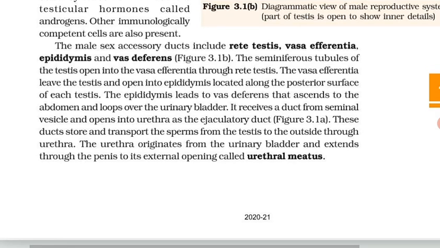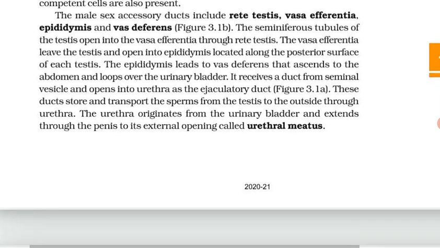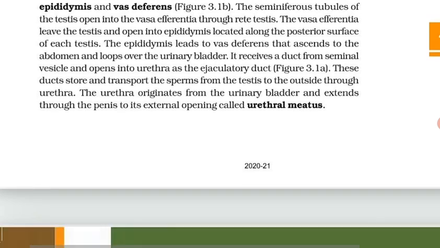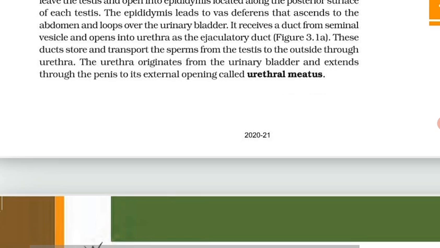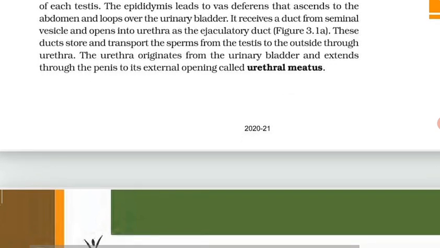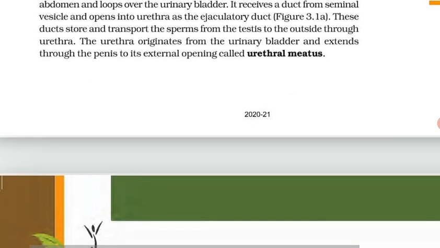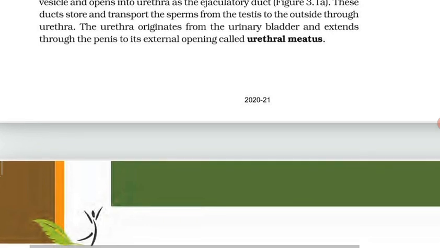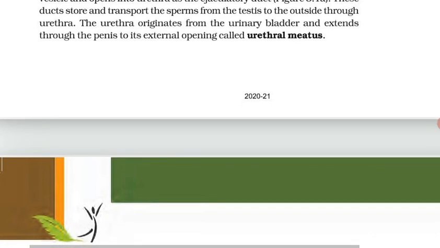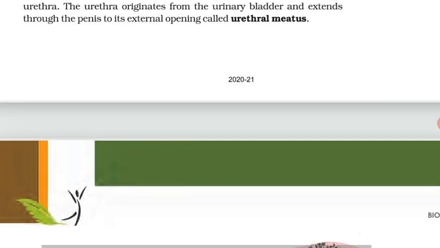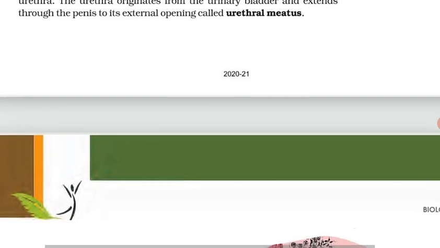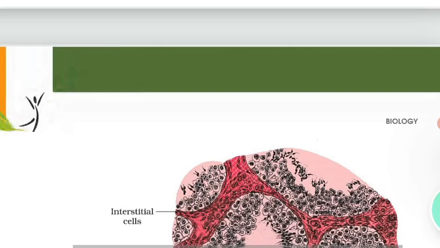Which duct? Seminal vesicles. It receives the epididymis. The epididymis leads to vasa deferens that ascends to the abdomen and loops over the urinary bladder. It receives a duct from the seminal vesicle and opens into the urethra as the common ejaculatory duct. This duct stores, which duct? Ejaculatory duct, and transports the sperm from the testis to the outside through the urethra.